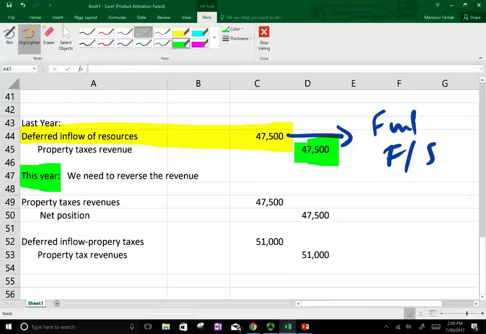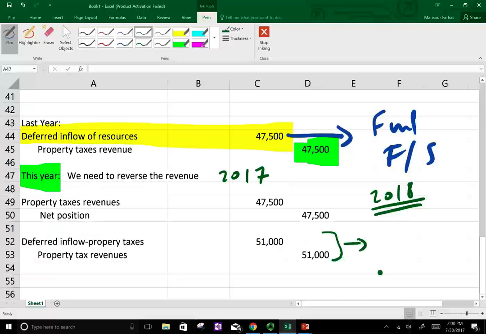Now, what do we need to do next year? So let's assume this is 2017. Now in 2018, the first thing we need to do when we start 2018 is to reverse this entry. This is when we debit deferred inflow. We need to reverse it, and this is when we debit property tax revenue and we credit net position for this amount. So next year, when we start the year, let me do the entry.